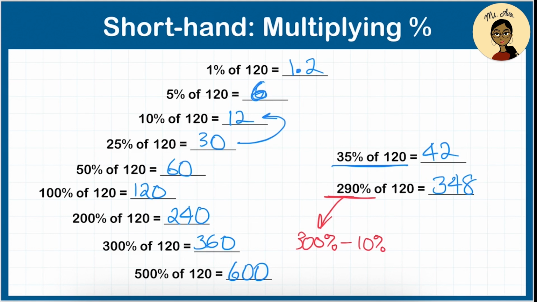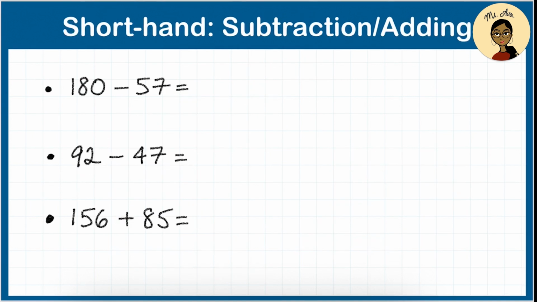I know we're going through it really slowly and in detail, but if you do enough of these, this stuff will just come to you very quickly. And then the last couple of tricks that I have for shorthand are for adding and subtracting. Some of these are things you might already do, but that's okay, we're going through it anyway.